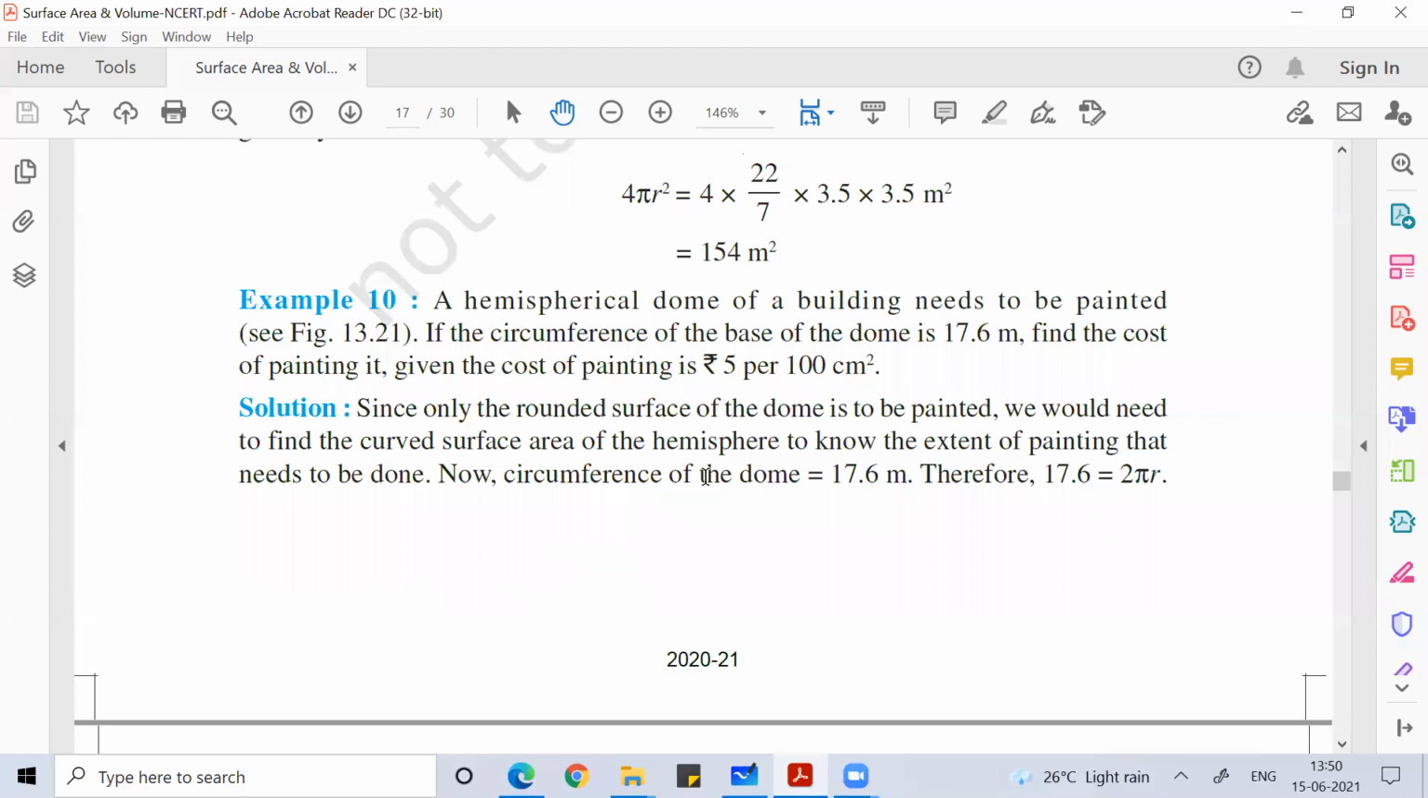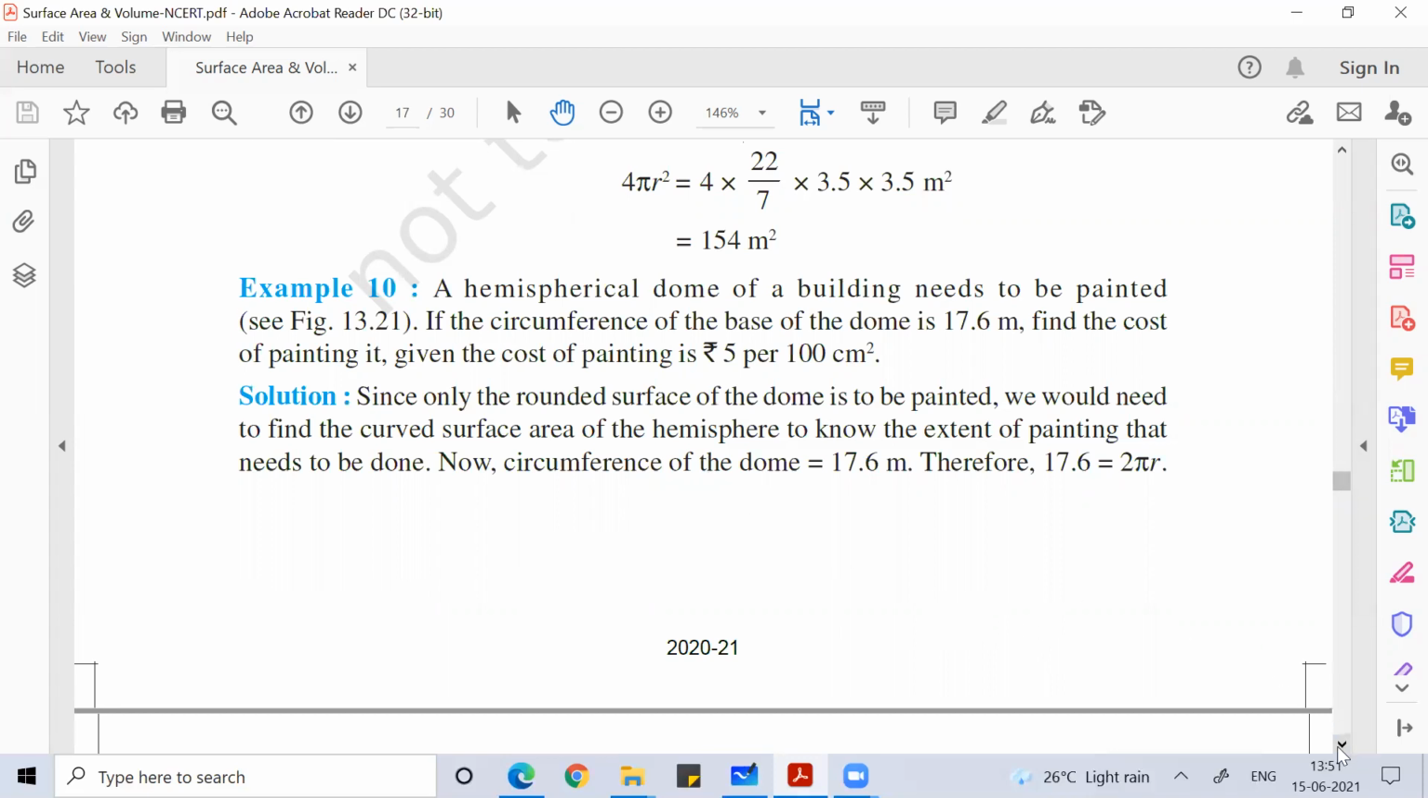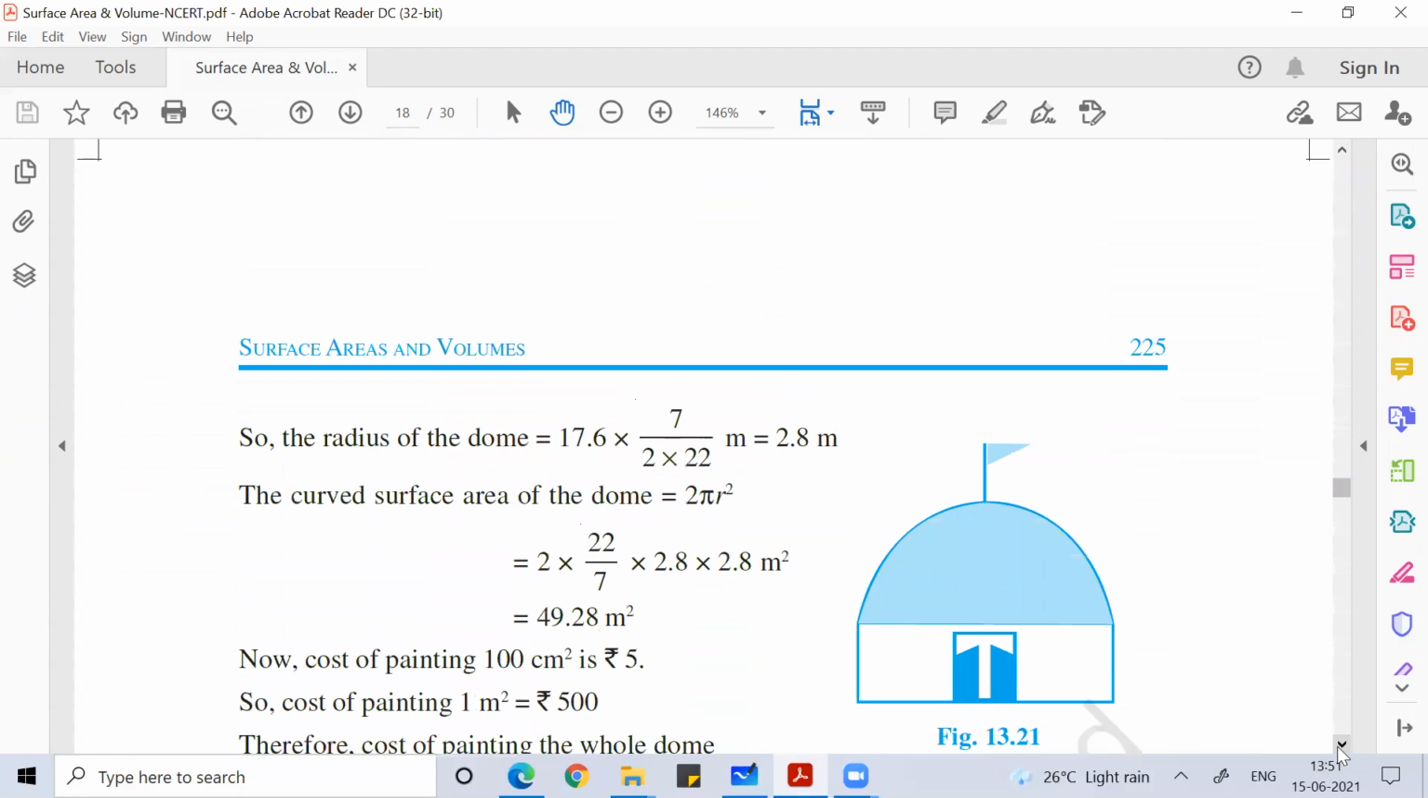Anyway, whenever you do painting, you cannot do the inside painting, no? Because if you imagine a dome, the base is empty. Any building which has a hemispherical dome, for them the base would be empty. So there's no logic of 3 pi r square here. This would be 2 pi r square only.